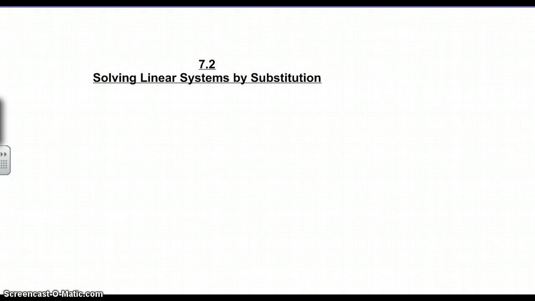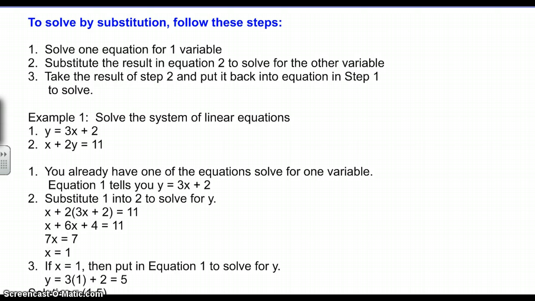This is section 7.2, solving linear systems by substitution. To solve by substitution, you need to follow these steps. First, you solve one equation for one variable. Second, you substitute the result that you got in step 1 into equation 2 to solve for the other variable. Third, you take the result of step 2 and put it back into the equation in step 1 to solve.